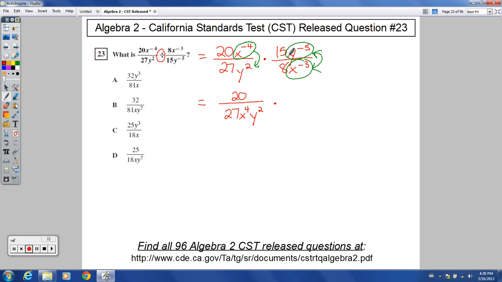And then we'll have here 15 x to the positive 3. And then on the bottom 8. I'm not switching the place of the coefficients. Those aren't to negative powers, just the variables are. So I have 8 times y to the positive 5 down there.